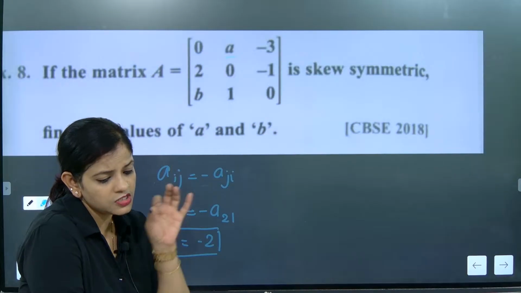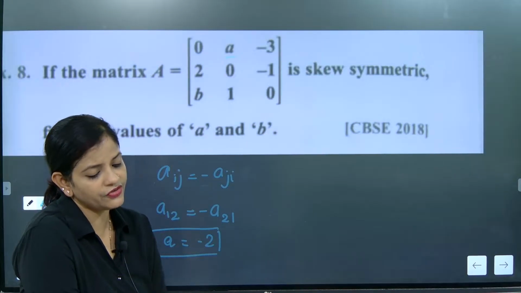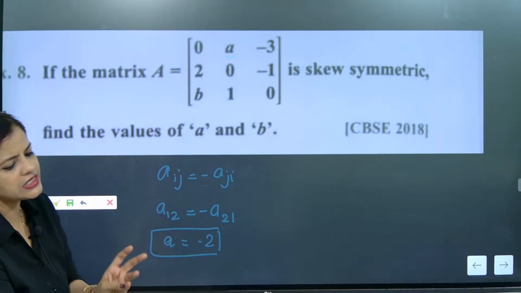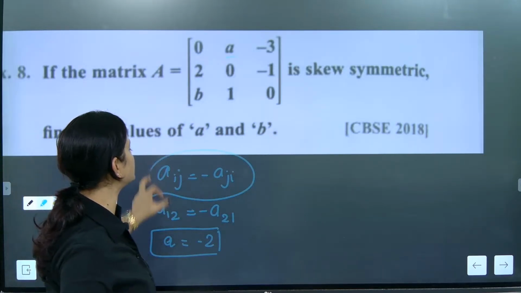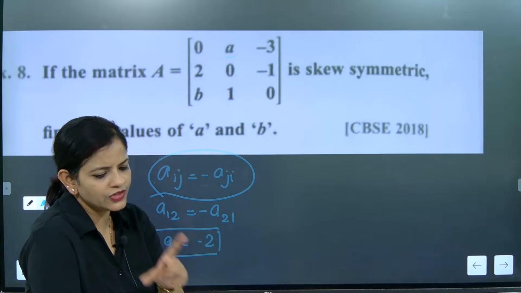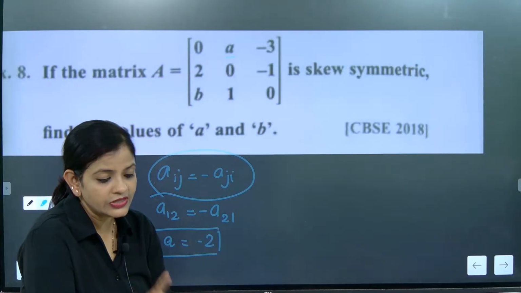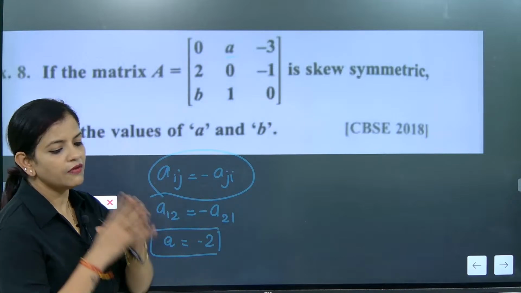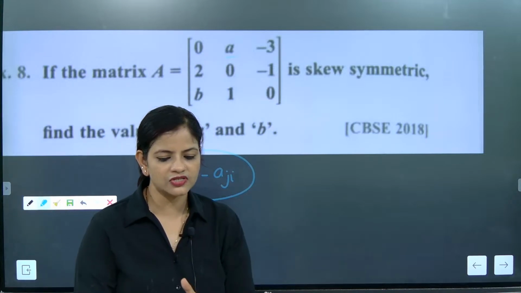When I know the specifications of a skew symmetric matrix, the three important properties: it's a square matrix, the diagonal elements are 0, and the third property is Aij is equal to minus Aji. If we know these three things, why are we going to wait for a big extensive question and answer? We will just go for it and write the content.